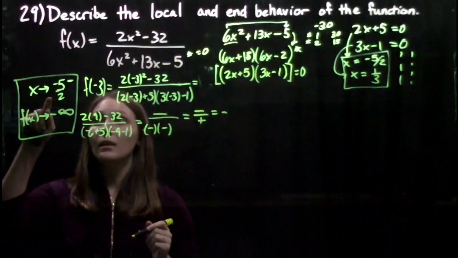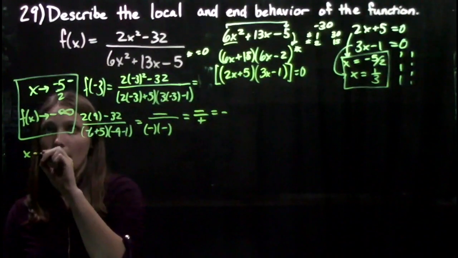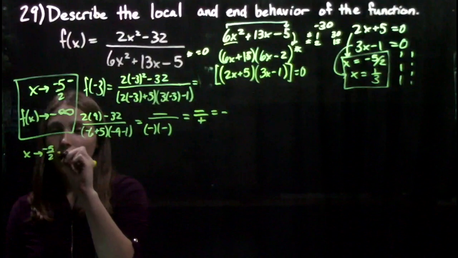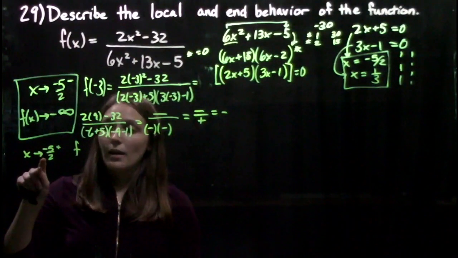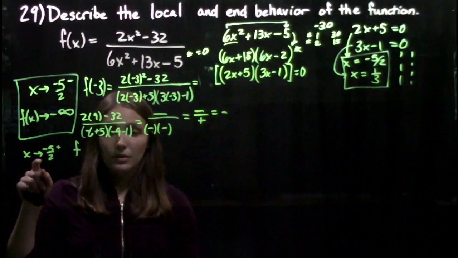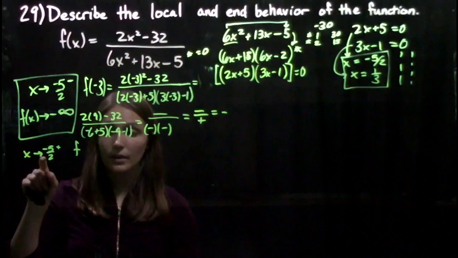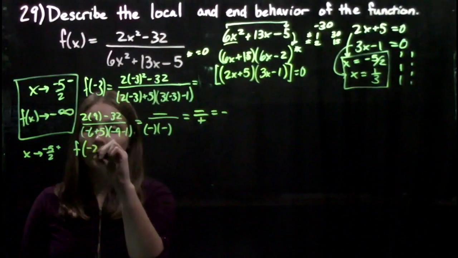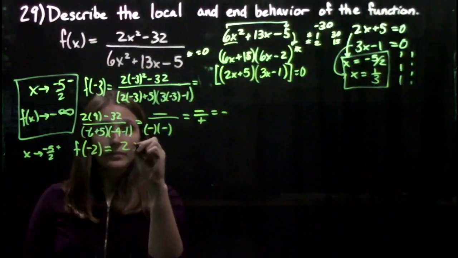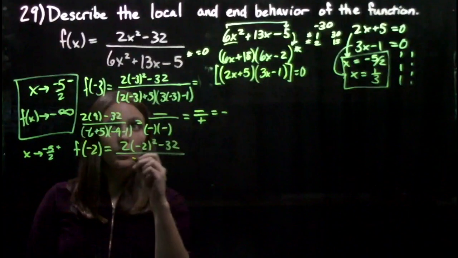Now we need to look at x approaches negative 5/2 from the right. So like before, we want to look at a value of x that is close to negative 5/2, but actually a little bit greater this time. So remember, negative 5 over 2 is negative 2.5, so I'm going to look at f of negative 2. So we go ahead and plug that into our equation.